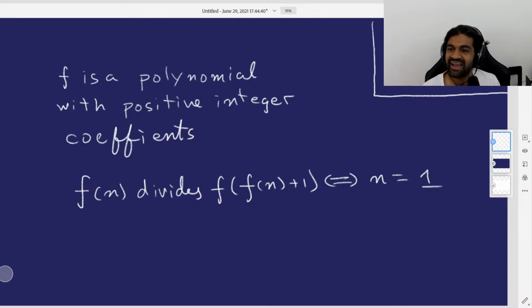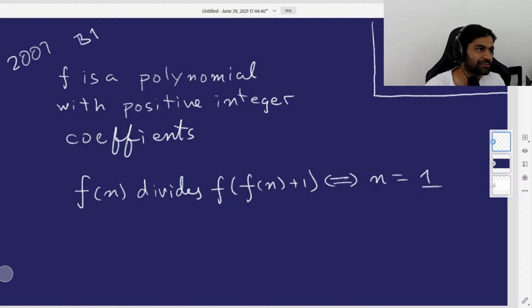Okay? Why is this the case? So try to do either direction and see if you get it. So let me just find the year for this problem. This was 2007 B1. So this is 2007 on test B, problem 1, in case you want to look it up later. So f is a polynomial with positive integer coefficients. Then f of n divides f of n plus 1 if and only if n is equal to 1. Why is this the case? What is going on here?